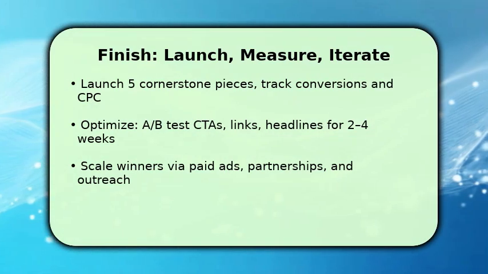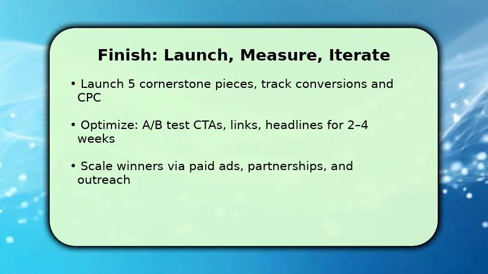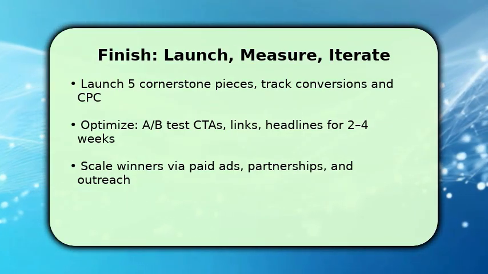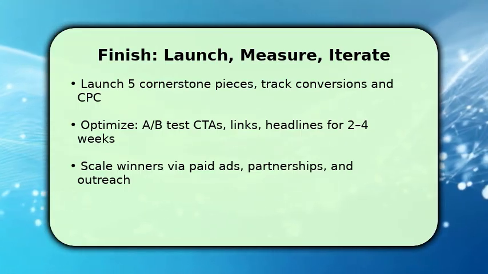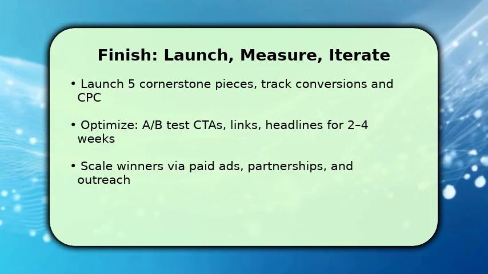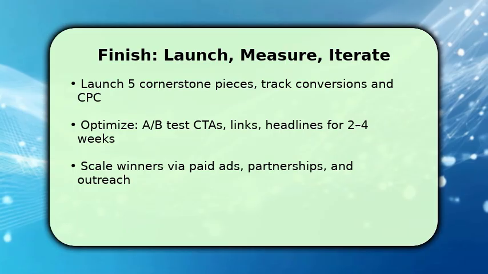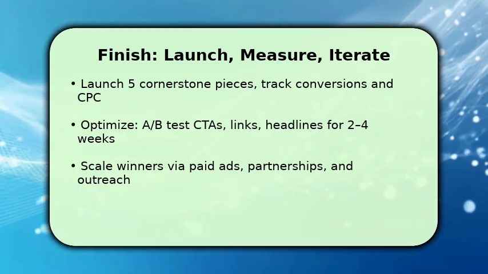You finish by launching your cornerstone content and measuring real performance. Track clicks, conversion rate, and cost per click if running ads. Once live, iterate fast. A/B test calls to action, affiliate placements, and headlines over 2 to 4 weeks to find what converts. When something wins, scale it with paid traffic, influencer outreach, and cross-promoting.